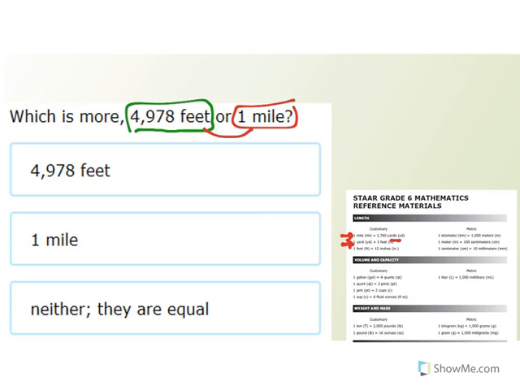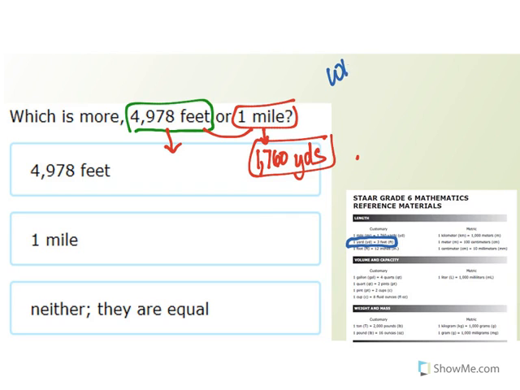So here I'm comparing feet and miles. What I'm going to do, remember just like the other problem, we had to convert them both into feet? Well, in this problem, I'm going to convert them both into yards so I can compare them easier. All right, this one is very easy. 1 mile equals 1,760 yards. So I'm going to put 1,760 yards. That was not hard at all. But now what I've got to do is convert the 4,978 feet into yards. 1 yard is 3 feet.